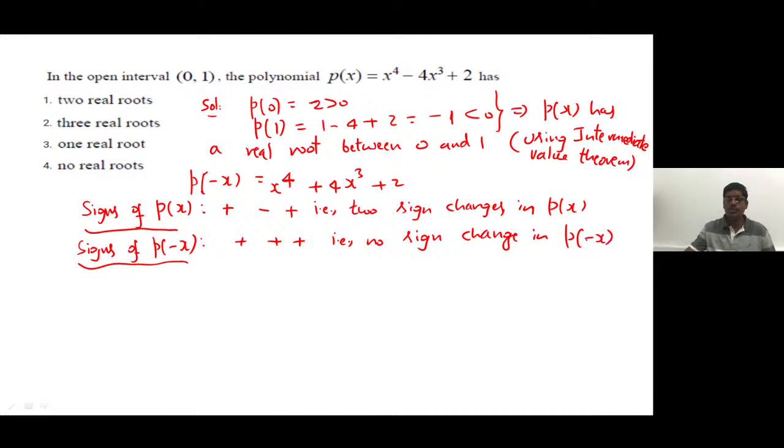Some people show sign changes using arrows. This is the first sign change. This is the second sign change. Plus to minus is 1 change, minus to plus is another. Here, no change.